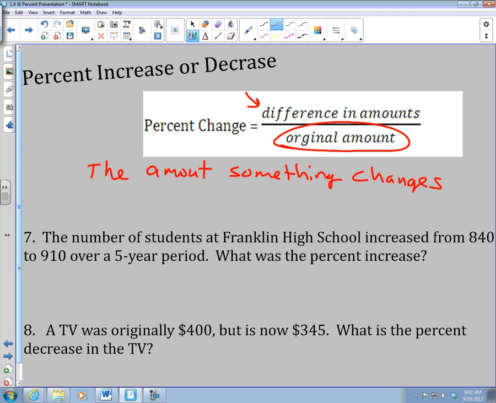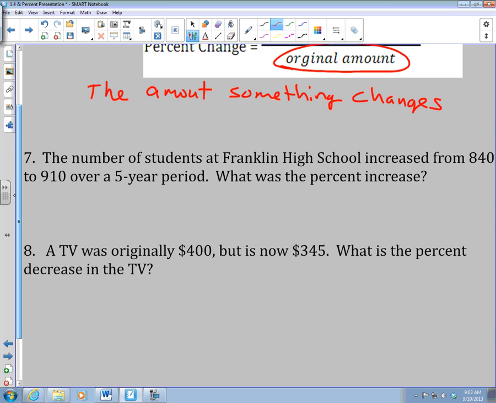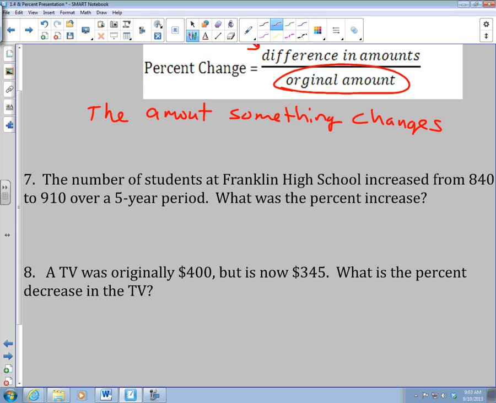So I'm looking at this problem right here. The number of students at Franklin High School increased from 840 to 910 over a 5-year period. What is the percent of change? Well, it's going to be change over original, and that's what we've got to work with. So the original amount is 840. That's smaller than the new amount, which is 910. So 840 is going to go right here.